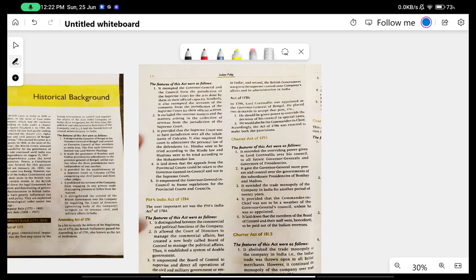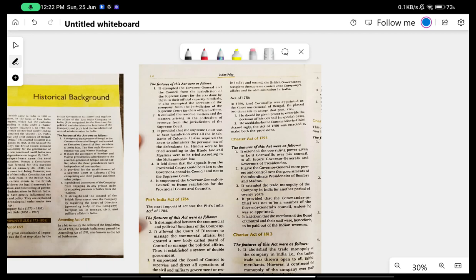Fourth is, it laid down that appeals from provincial courts to be taken to Governor General in Council. Provincial courts are the smaller courts, the local courts, you can say. So in our current time, any appeal from the lower courts can be taken to the higher courts, from the provincial courts. The appeal can be sent to the high court. From the high court, it can be sent to the Supreme Court, and the Supreme Court does the final justice. But this act said that the appeals from the lower courts would not be taken to the Supreme Court, but in fact they would be taken to the Governor General in Council.